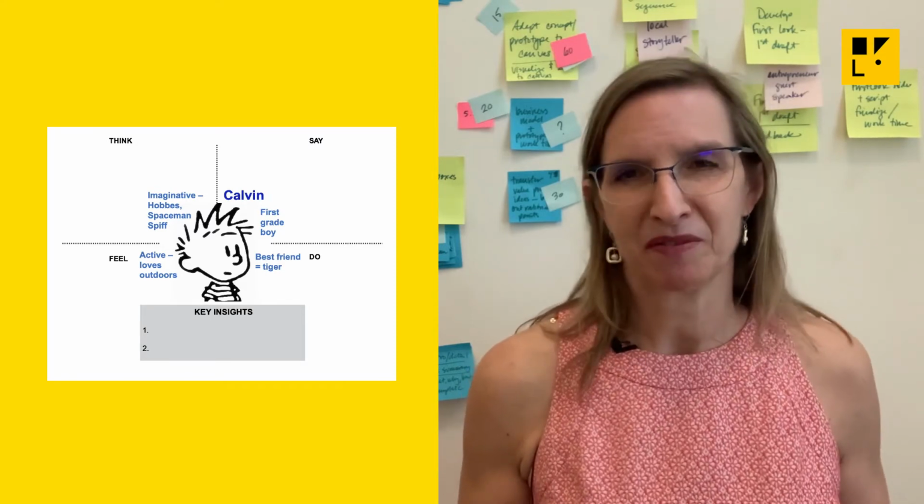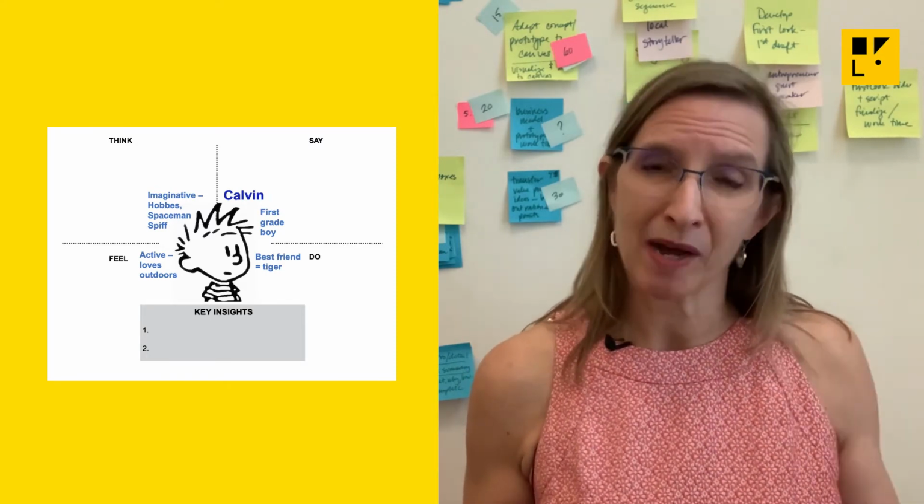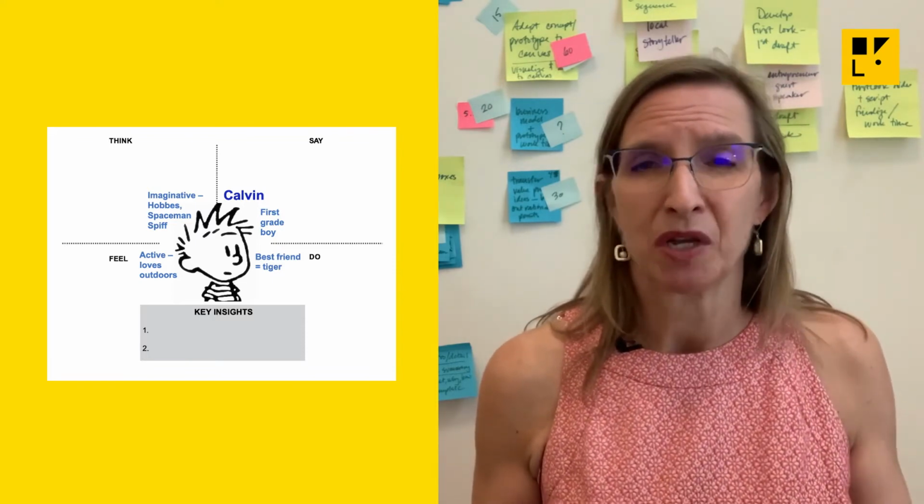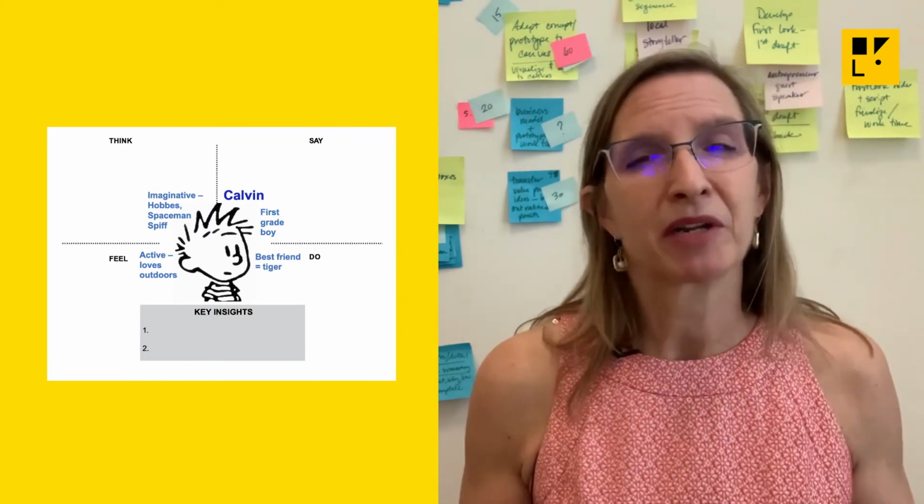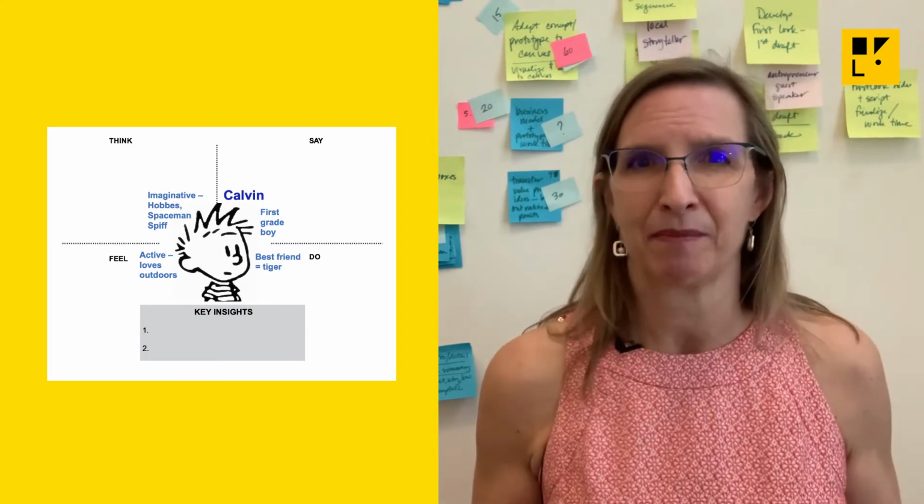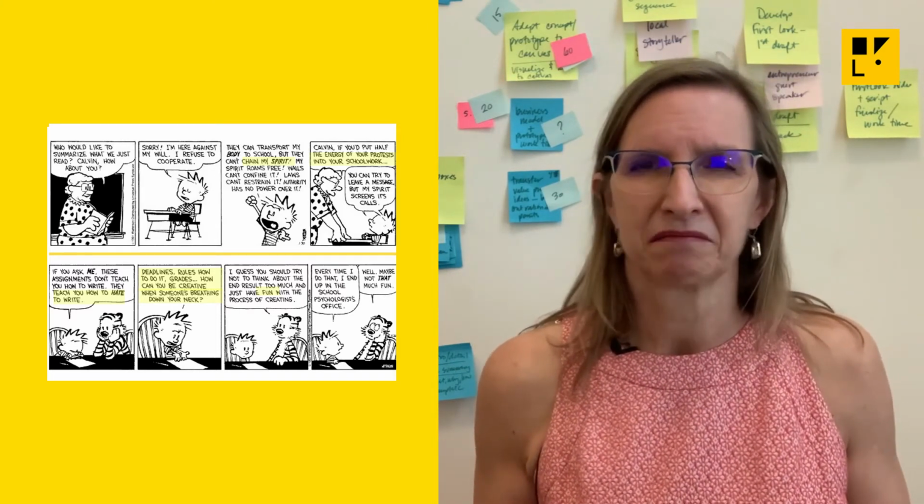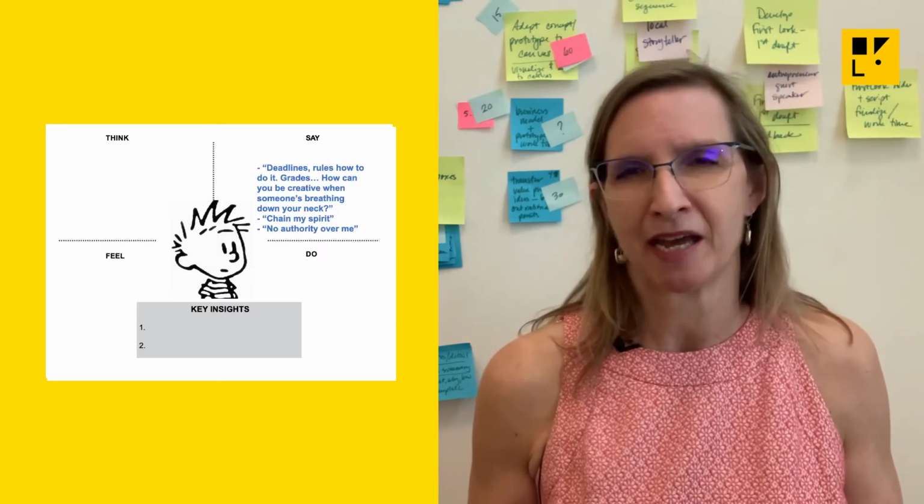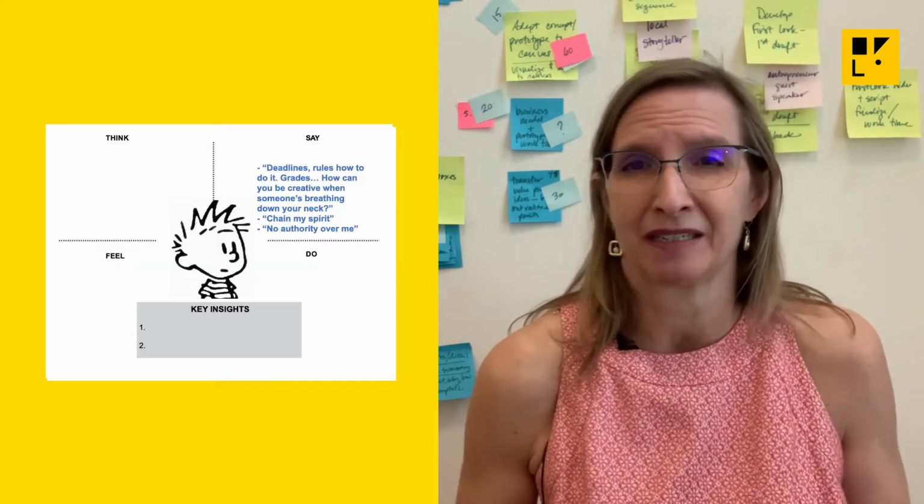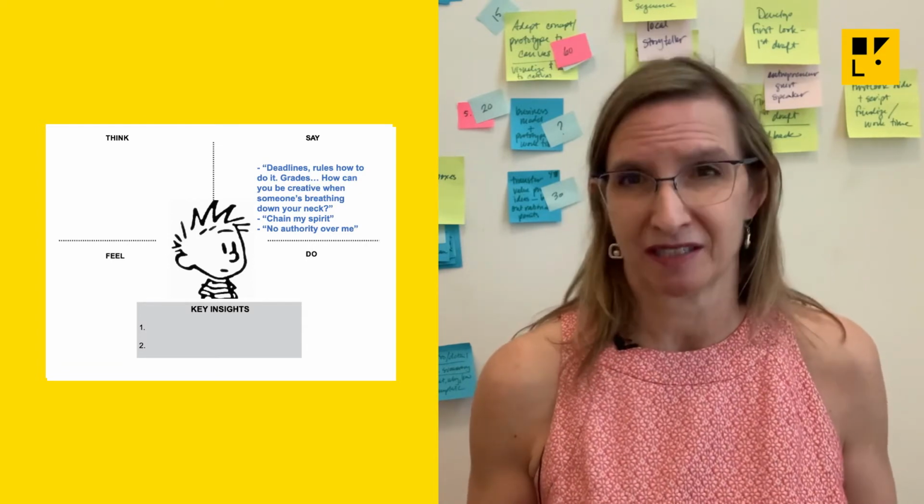So I can draw some information now from what I know about Calvin, what I've heard him say, what I've seen him do, what I believe he thinks and feels, and I'm going to add that into the empathy map as well. So what have I heard Calvin say? Well, if I draw from my examples, I heard him say, "Deadlines, rules, how to do it, grades. How can you be creative when someone's breathing down your neck?" He also mentioned chaining his spirit and authority having no power over him. Those are some things that Calvin said that we can capture in the empathy map to better understand his state of mind, his behaviors in school, how he fits into that context.